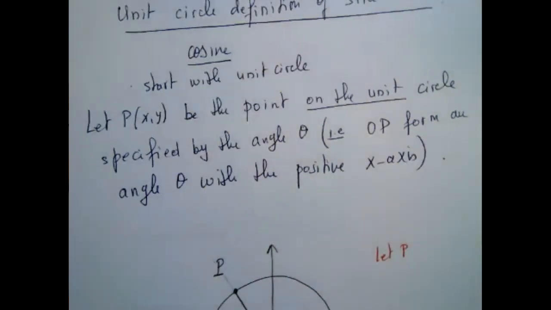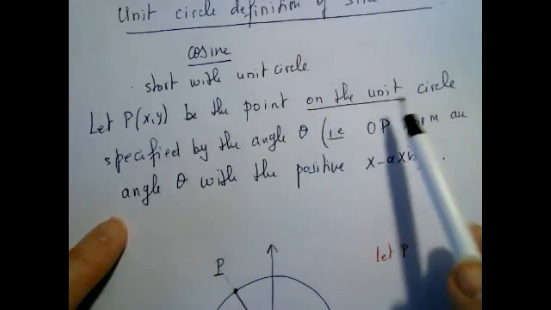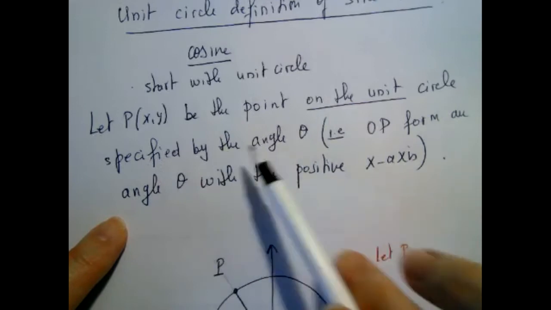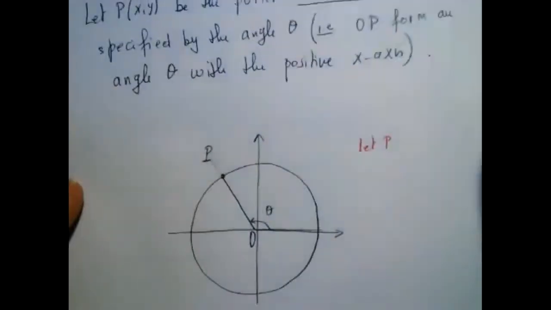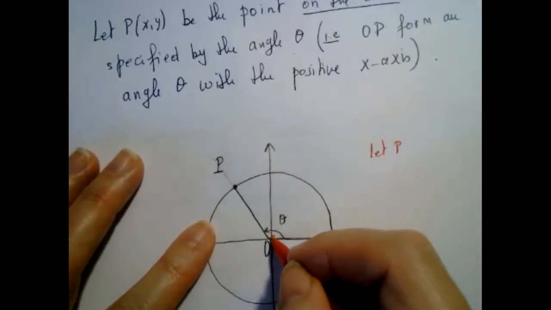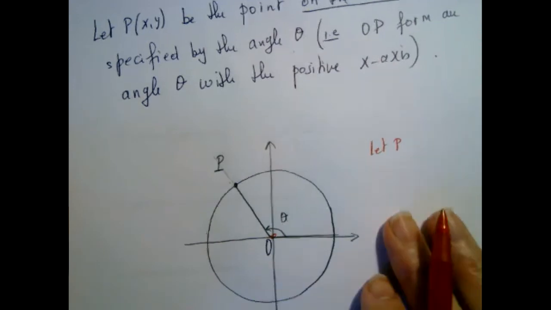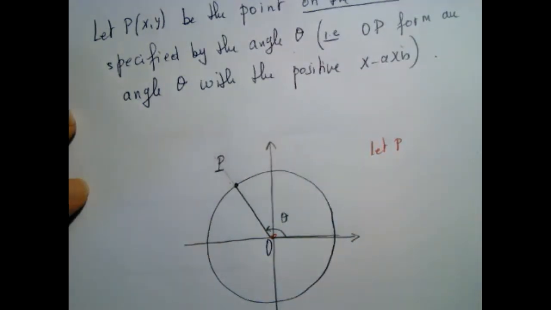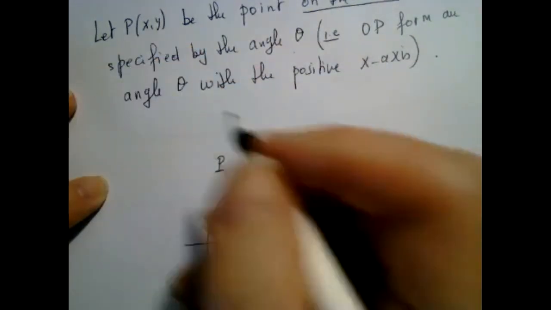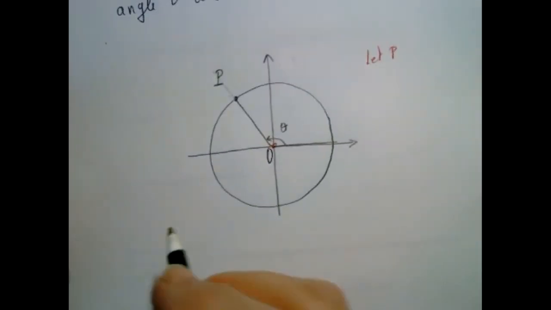Okay, so we start with the unit circle. Let P of (x, y) be the point on the unit circle specified by the angle theta. What does this specified by the angle theta mean? It means P is the point such that the line OP forms an angle theta with the positive x-axis. Now we define the sine and cosine as follows.